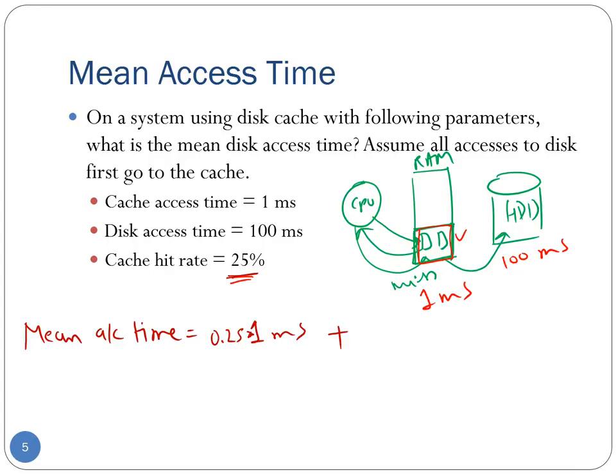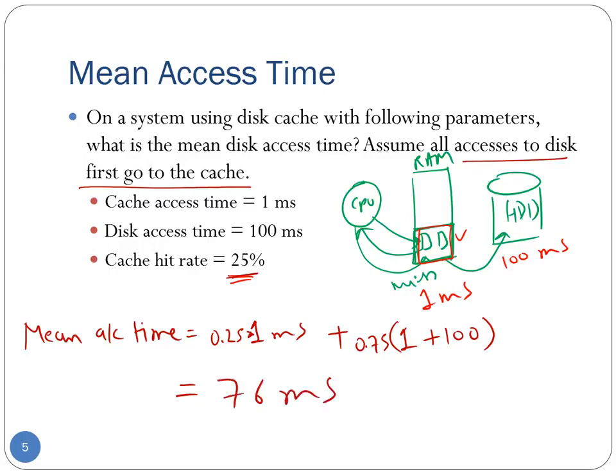If the data is not found in the RAM cache, then you have to go access the hard disk. And the question says to assume all accesses to the disk first go to the cache. What that means is, you'll first check this RAM, which takes 1 millisecond, and then you will recognize that the data is not in the RAM, so you will go access the hard disk, which will take an additional 100 milliseconds. And the probability of a miss, the probability that you'll have to do this, is basically 100 minus 25, 75%, which is basically 0.75. So this equation gives the weighted average of accessing the disk. If you solve this, it will basically come to 76 milliseconds.